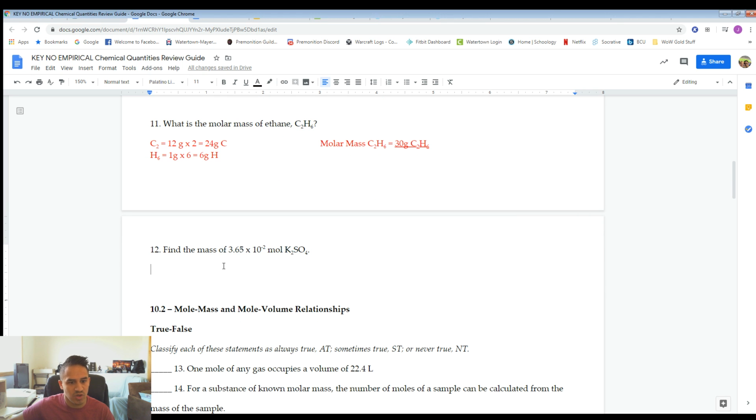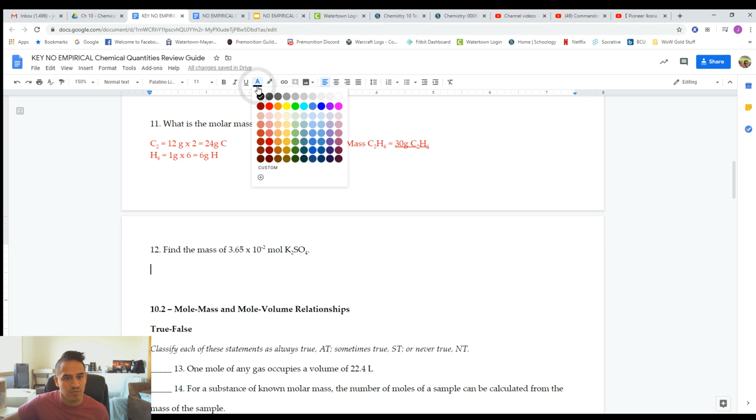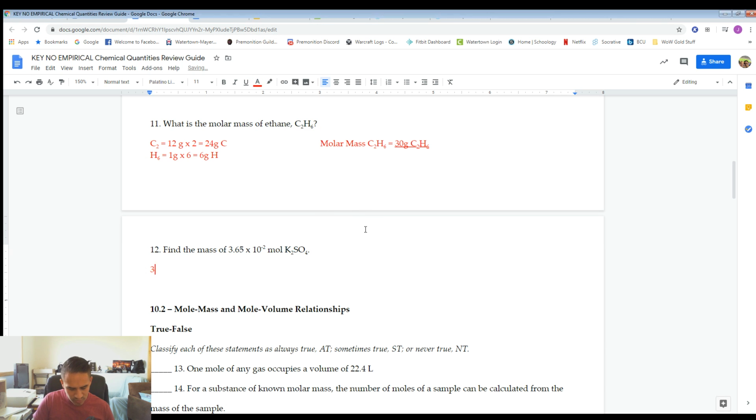All right, moving on to number 12. Find the mass of 3.65 times 10 to the negative 2nd moles of K2SO4. All right, so again, we are going to be starting with moles. 3.65 times 10 to the negative second moles of K2SO4. There we go. We want these. And we are converting this into grams because they want us to get a mass.